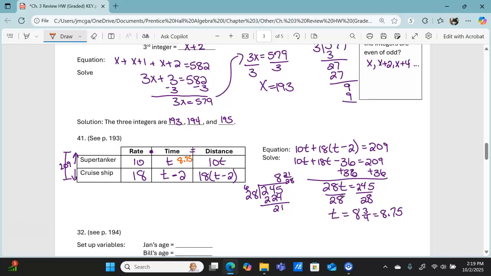But the question is, how long does it take the cruise ship to catch up? Well, the cruise ship is 8.75 minus 2. So the cruise ship's time is 6.75 hours.